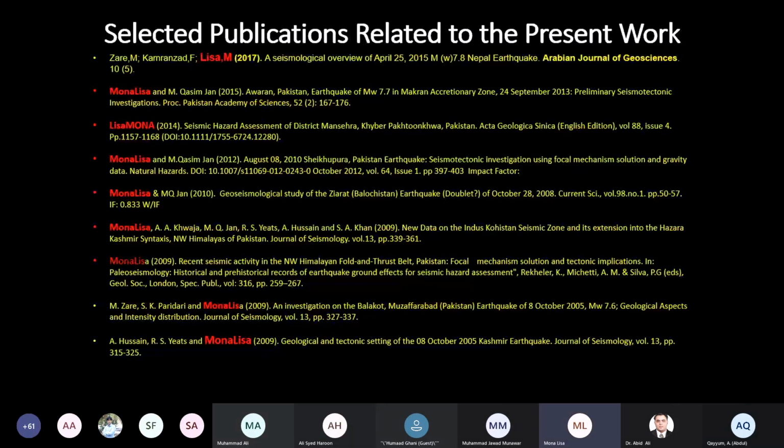This whole presentation is 80 to 90% dependent on the publications which we have published in different journals, and most recently, using Pakistan's first observatory data, we are now compiling a PSHA map, or updating the PSHA map, using the Monte Carlo simulation technique.